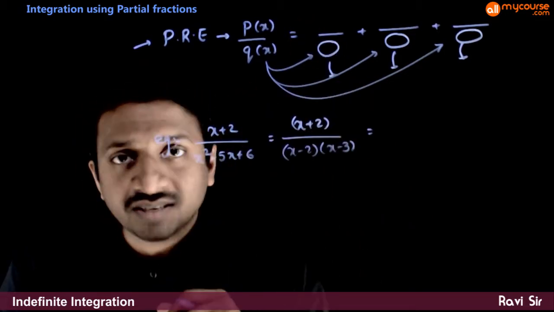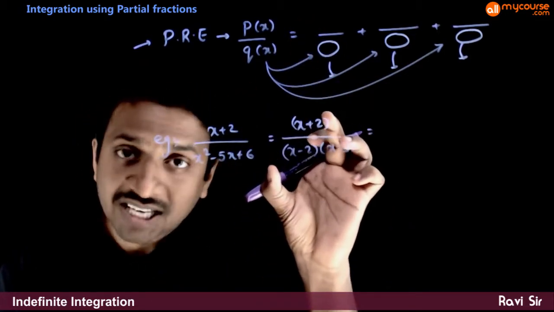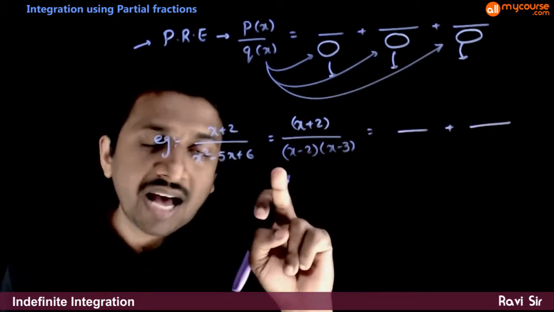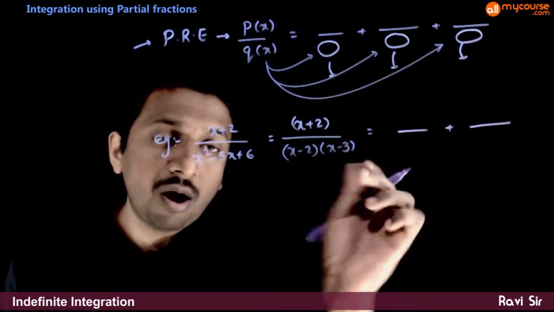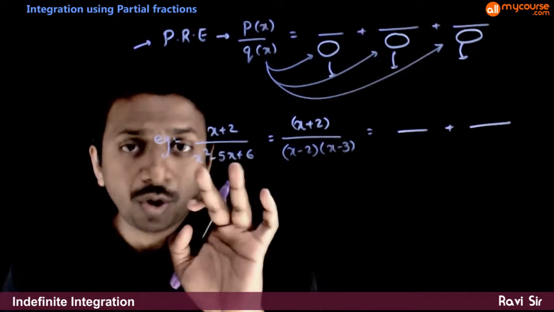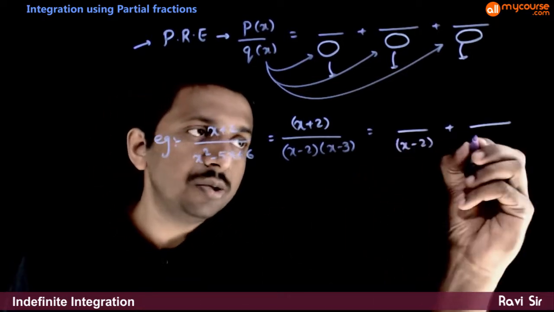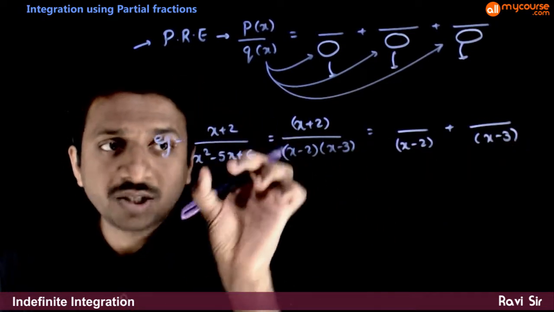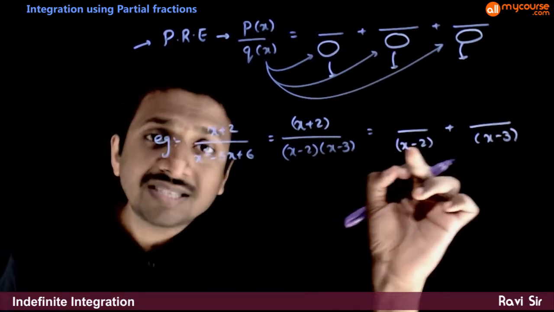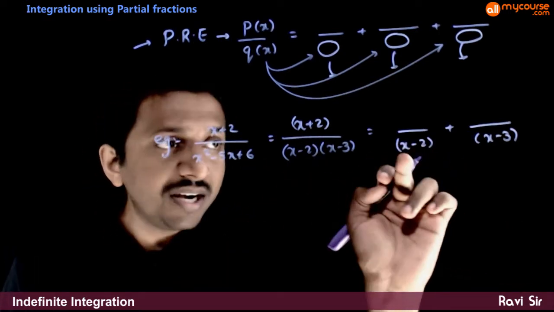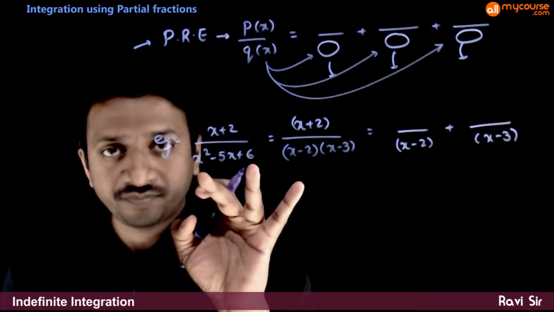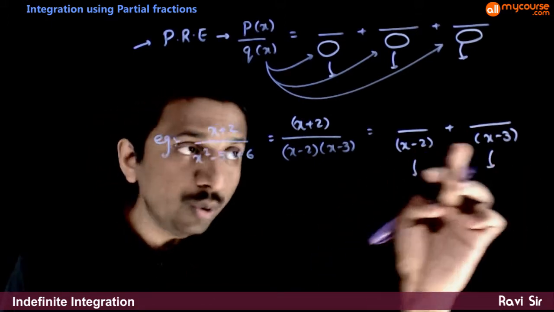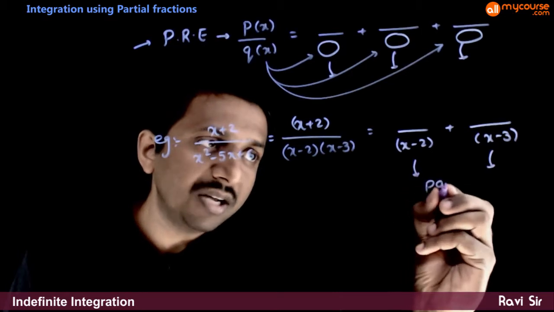So what this statement says is, every proper rational expression can be decomposed into fractions whose denominators are the simplest factors of the main denominator q of x. That is, something by x minus 2 plus something by x minus 3. So I can decompose x plus 2 by x square minus 5x plus 6 into a sum of two fractions whose denominators are factors of the original denominator. And these two fractions are called partial fractions.